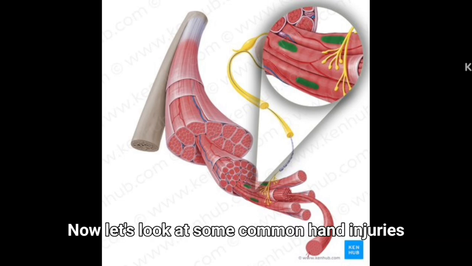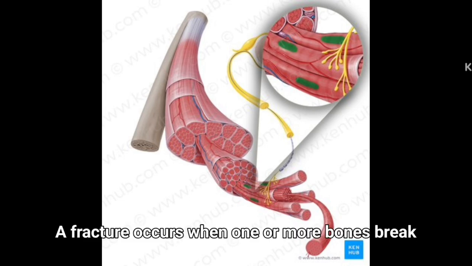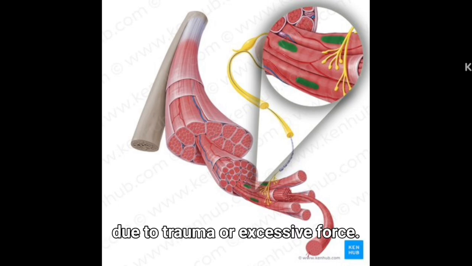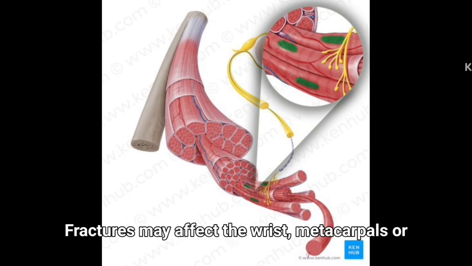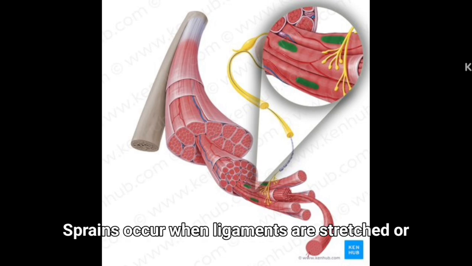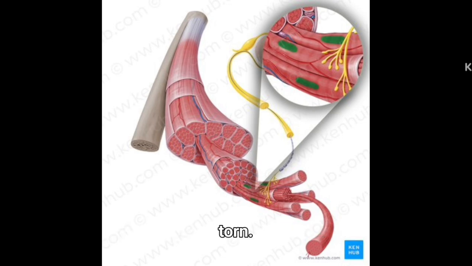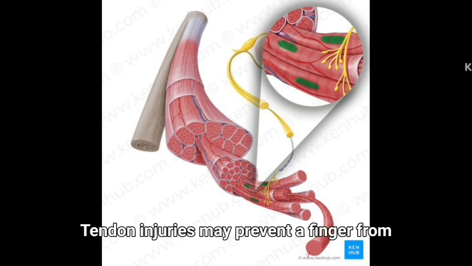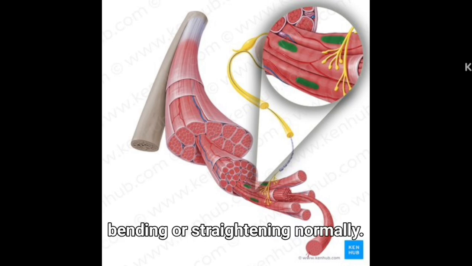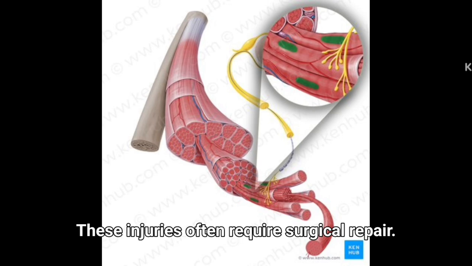Now let's look at some common hand injuries and conditions. A fracture occurs when one or more bones break due to trauma or excessive force. Fractures may affect the wrist, metacarpals, or finger bones. Sprains occur when ligaments are stretched or torn. They often result from twisting injuries or falls. Tendon injuries may prevent a finger from bending or straightening normally. These injuries often require surgical repair.